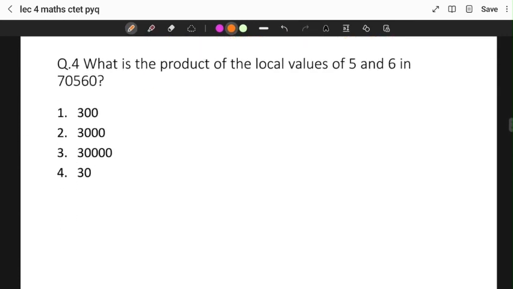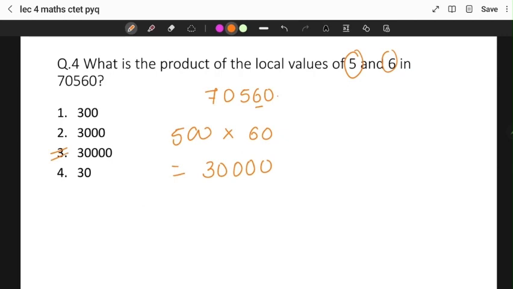Now what is the product of the local values of 5 and 6 in the number 70560? Here if we carefully look at this, we have to find the product of 5 and 6. The local value for 5 is 500 and the local value for 6 is 60. So we have to take the product of this. 5 times 6 is 30 and the remaining 3 zeros. So the correct answer for the given question is option number C. Got it? So this is how we have to understand the difference between local value, face value and place value.